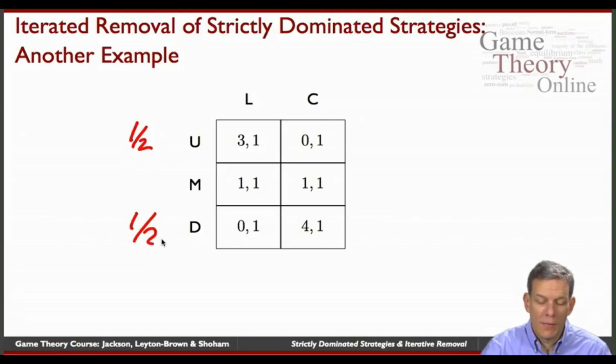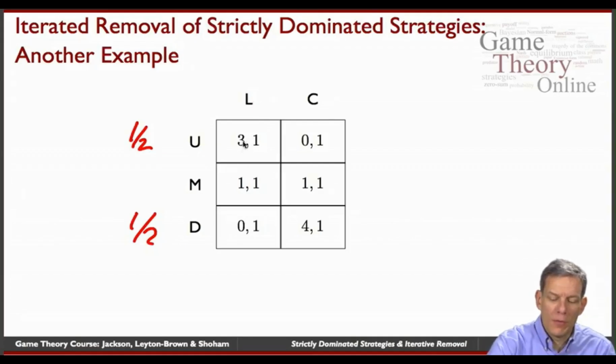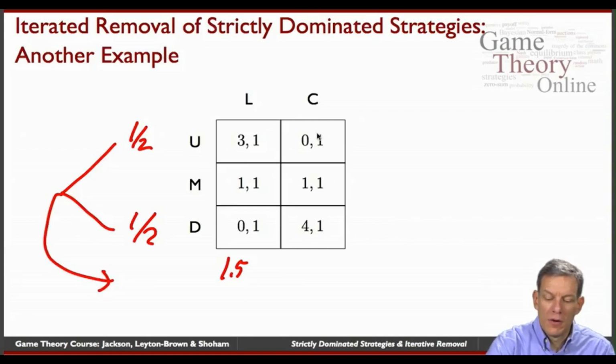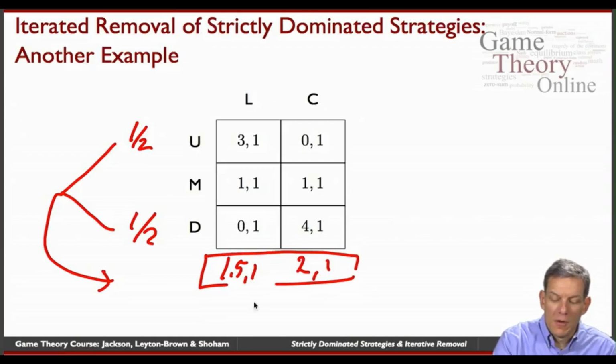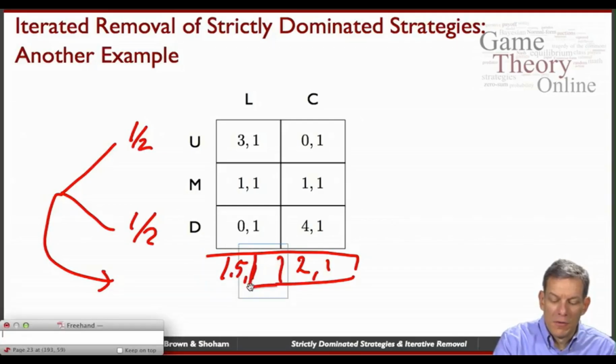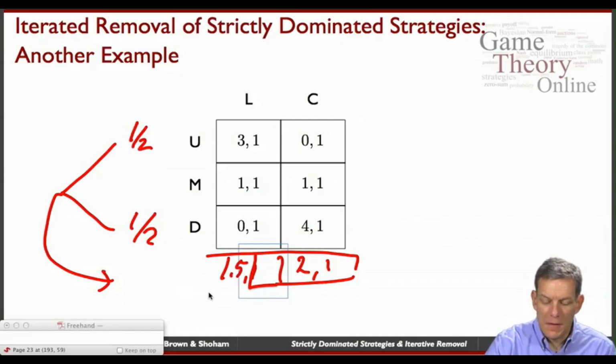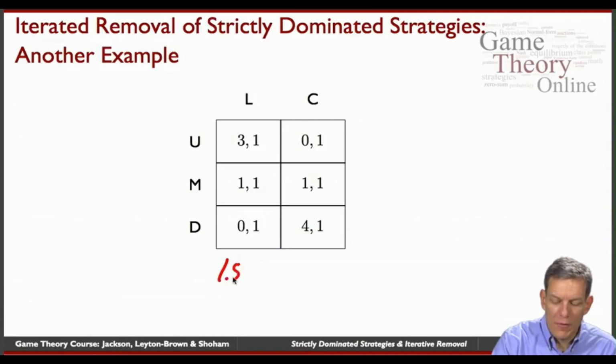What would your expected payoff be? So if the other player went left and you're playing half up, half down, you'd get a payoff of 1.5. If you were doing this and the other player was playing C, you would get a half of 0 and a half of 4. You would get 2. So when we look at playing a half-half, then what would we end up with if we allow for that mixture? We would end up with 1.5, 1, and a 2, 1.